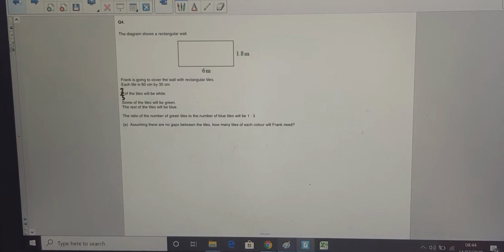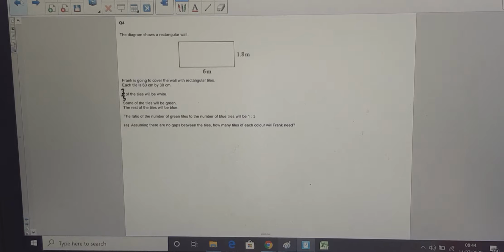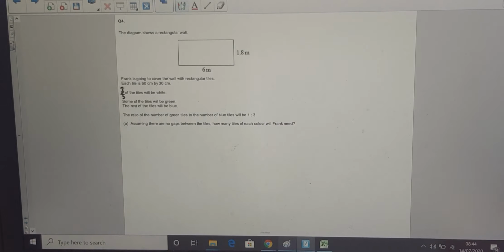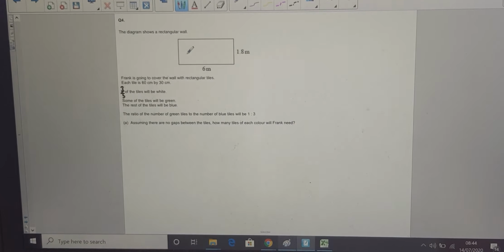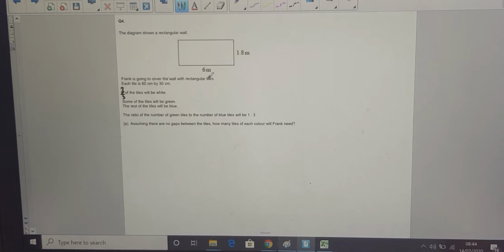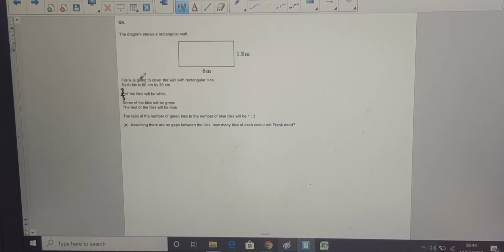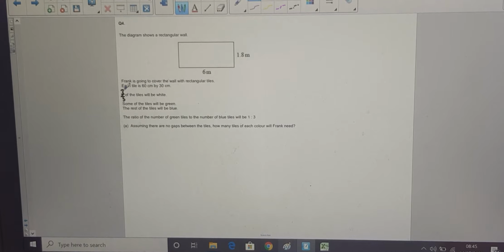I'm just going to go through question 4 and 5 from the ratio exam questions. So question 4, the diagram shows a rectangular wall. This is the wall. Frank is going to cover the wall with rectangular tiles. So tiles are going to occupy this space. Each tile is 60 centimeters by 30 centimeters.